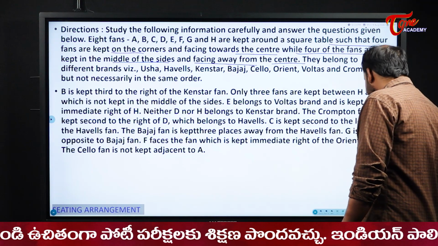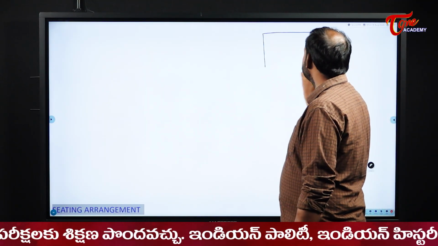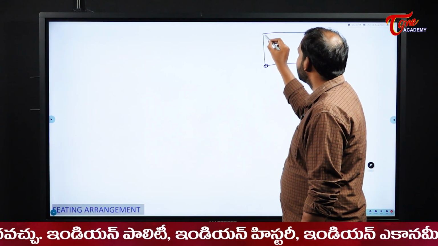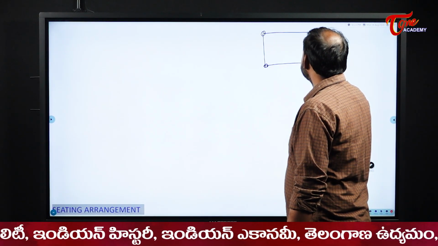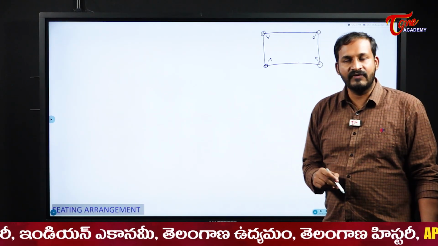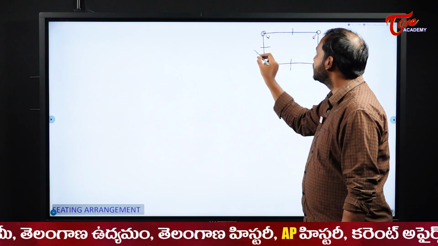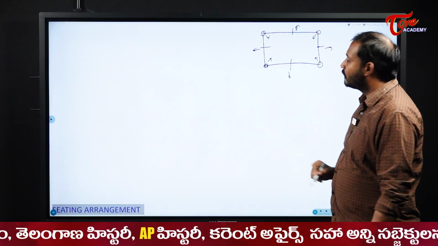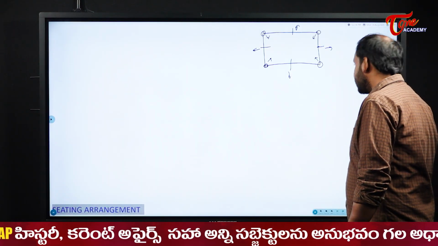So how are the fans arranged? There is a square shaped room and we have 4 fans at the 4 corners and they are facing towards the center, and there are 4 fans in the middle of the sides and they are facing opposite from the center. Like this, overall 8 fans are arranged. Now we will see the remaining data.